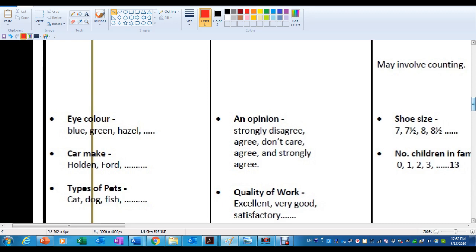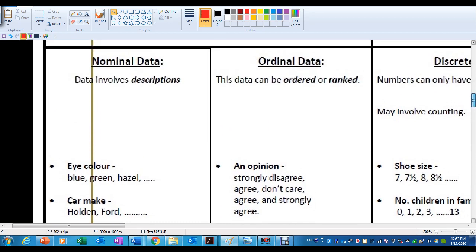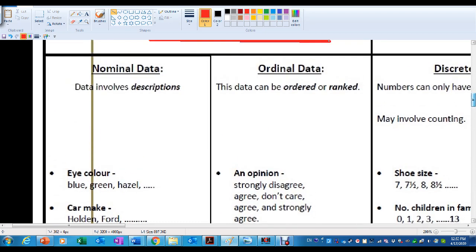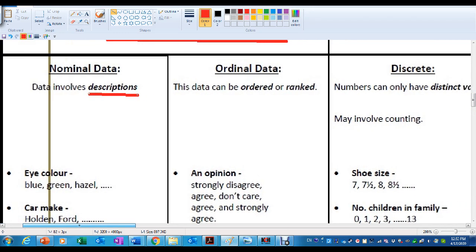This kind of data, color of the eye, car make, types of pets, they are just names of things. There's no ranking. We're not going to say blue is better than green; that's quite subjective, isn't it? And with types of pets, there's no order, like cat is better than dog. These are just names, they don't have order, and so these are what we call nominal data. They are just descriptions, names or types of things.